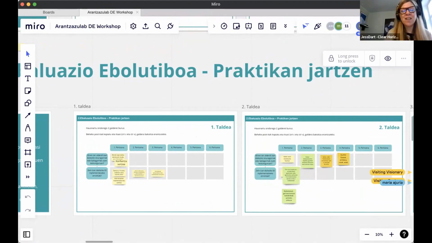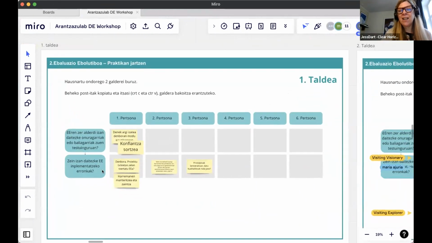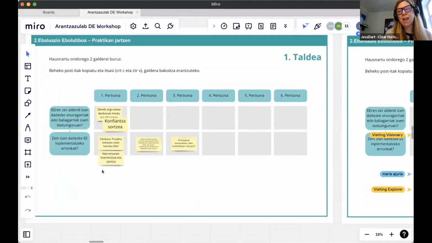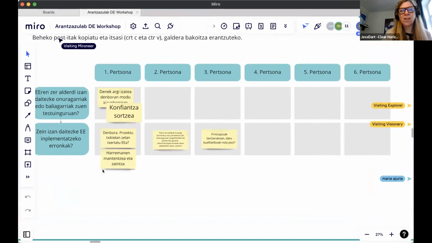I'd love the first group to share back, and in particular, I'm interested in the challenges that you may be having, and we could maybe explore some of the challenges together.